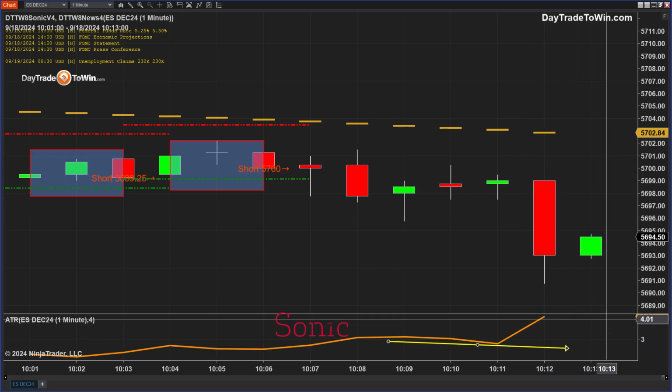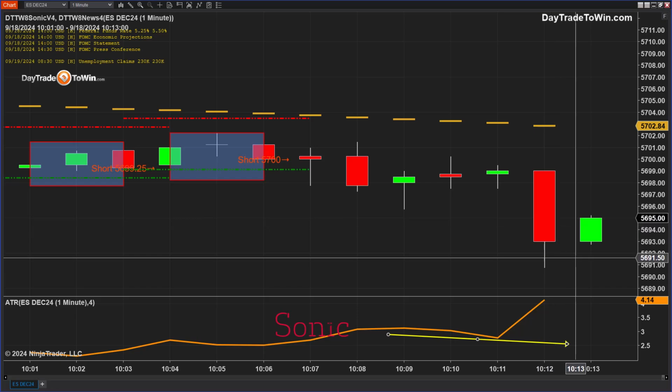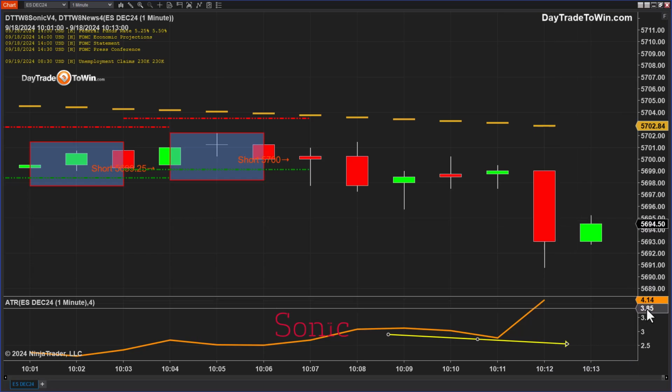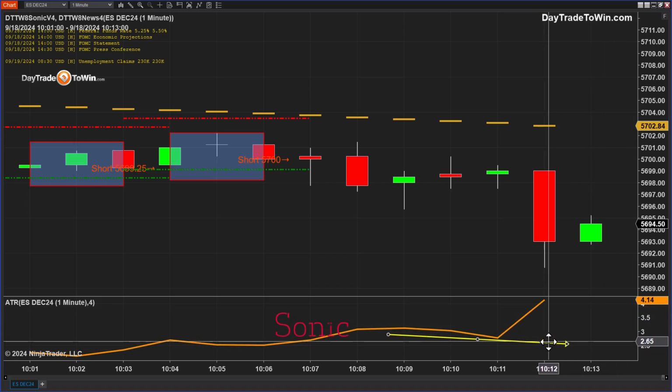So that's my goal. Now you see this candle is much larger. It created the average true range to be 4 points. So that means if there's a signal, the target should be roughly, if I have it at half, 2 points, which is $100. Does that make sense to everybody so far?